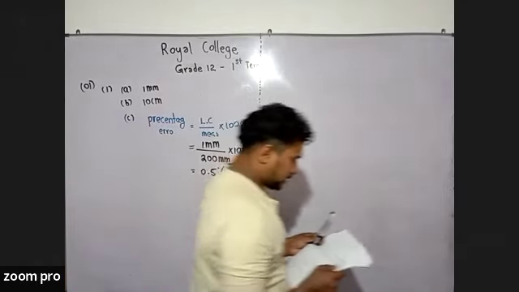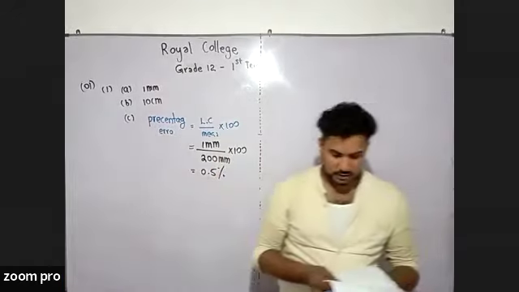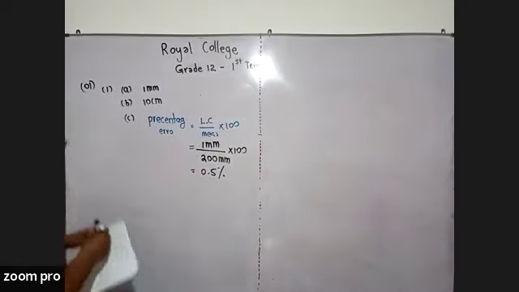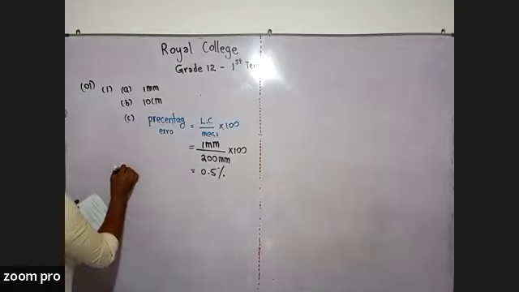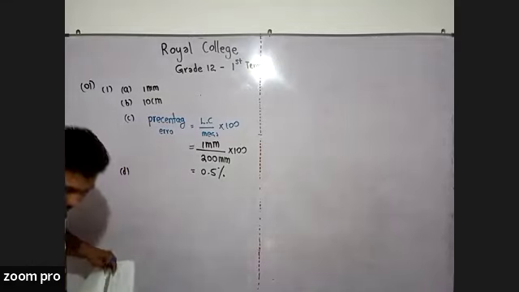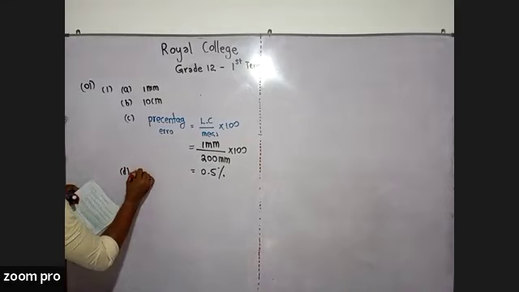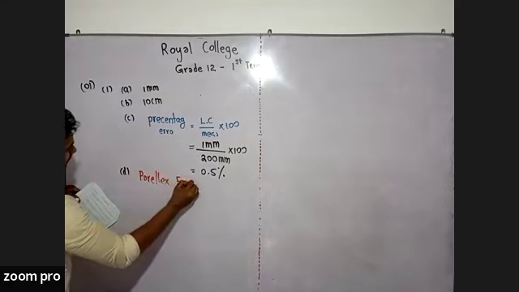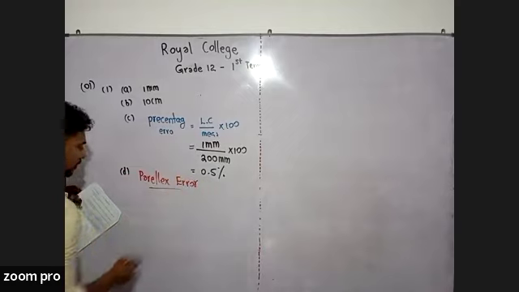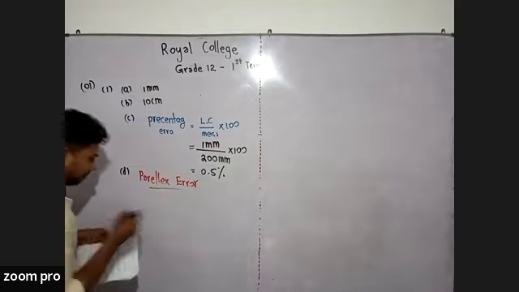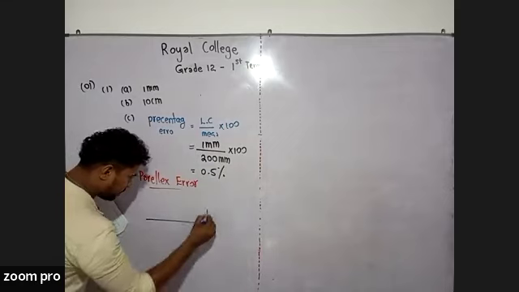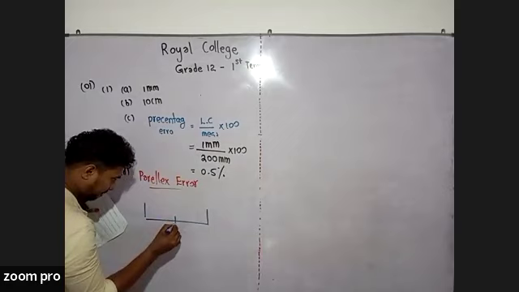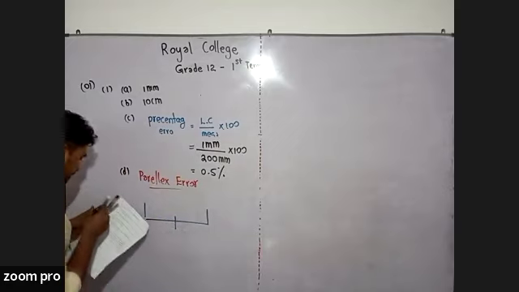B. Mention another error which can occur when taking a measurement from a meter rule. It can be written as parallax error. Parallax error means, just assume that this is the correct reading. This is the correct one, right?